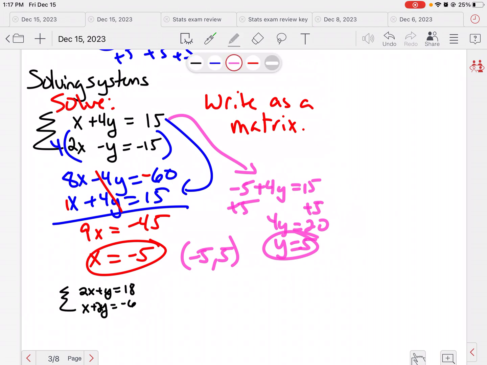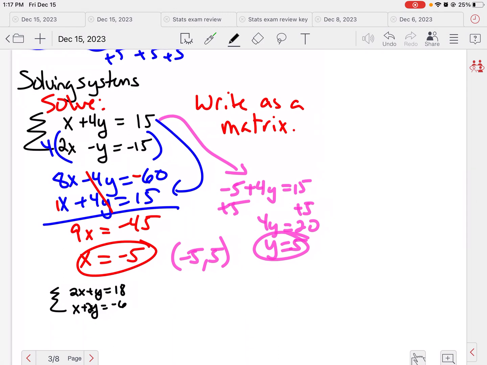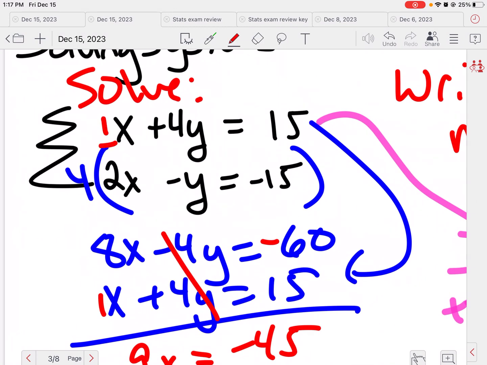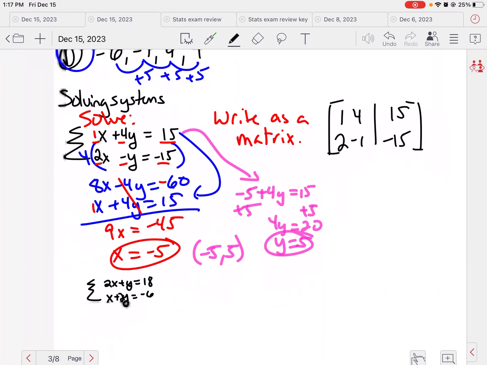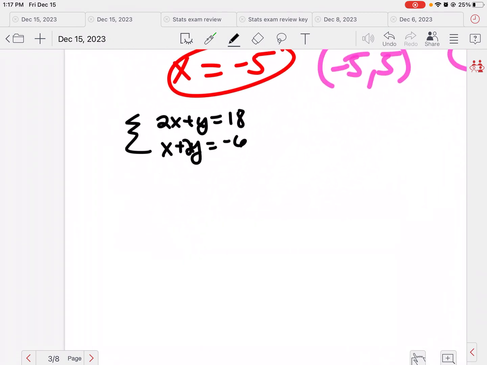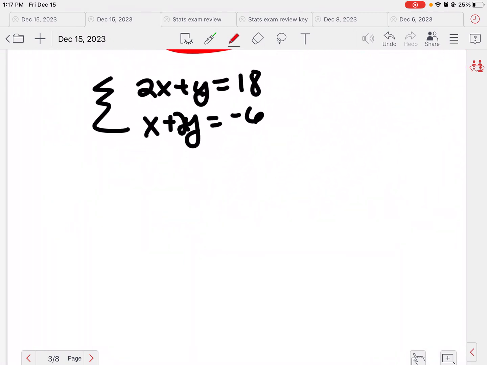Now another question they might ask of you with this is if it needs to be written as a matrix. So remember, when we're looking at the matrix, we're looking at the coefficients. So this has coefficients of 1, 4, and 15, 2, negative 1, and negative 15. So if I were asked to write this as a matrix, I would have 1, 4, 2, negative 1, and then 15, negative 15, and that would be my matrix. Sometimes it has like the little caps on the end, but either way is fine. It's a multiple choice test more than likely. All right, why don't you pause the video and try and do this one before I get started.